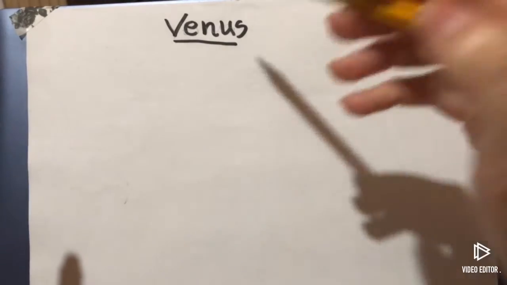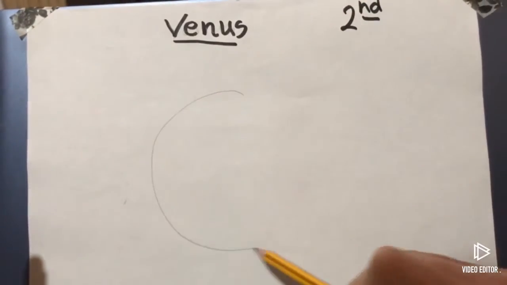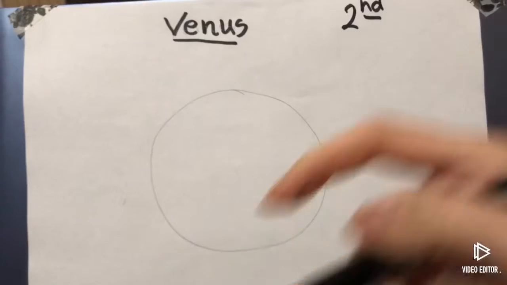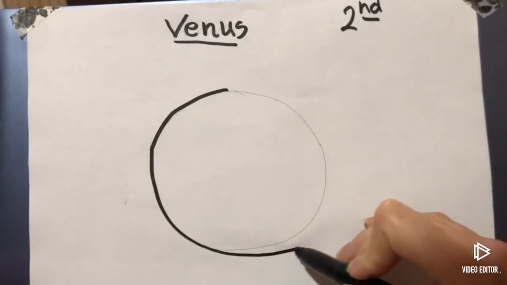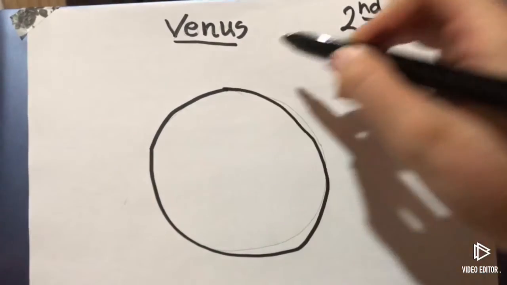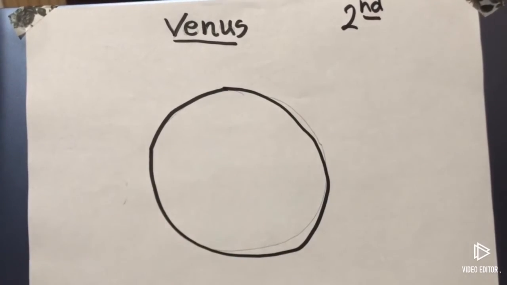You're going to start by drawing a circle. It's not very big, but it's not very small either. So I'm going to go around it again. Well, you can do a better job than Miss Nina. So it's the second planet from the sun.